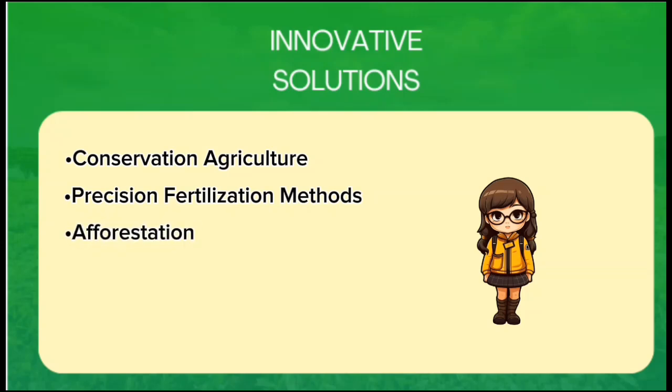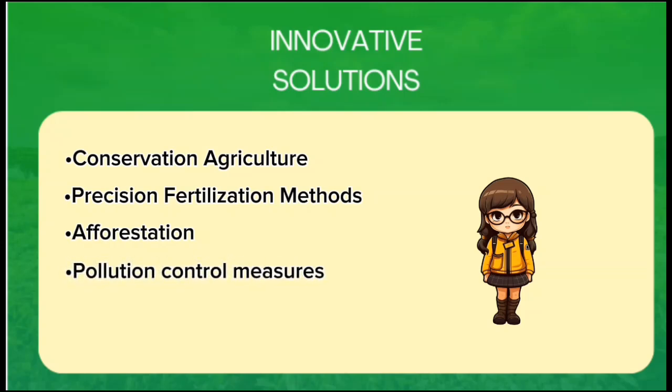Afforestation is the process of planting trees on land that was previously not forested. Trees help bind soil, prevent erosion, and improve soil fertility. They also act as carbon sinks, mitigating climate change, which can exacerbate soil degradation. It stabilizes soil, improves fertility, and provides a buffer against erosion.